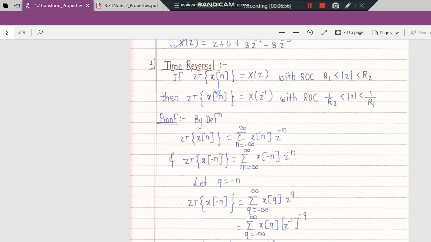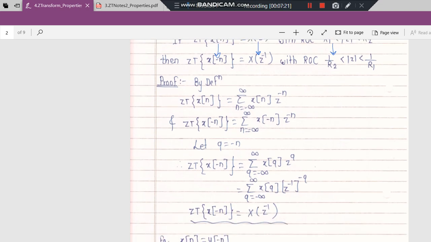Okay, so what will happen to the Z transform? The Z transform gets inverted, not time reversed. So X of z will become X of z raised to minus 1. So it will become the inverse. Okay, the same happens to the ROCs as well. If R1 is the ROC of this, then 1 upon R1 will be the ROC of this. Okay, this is the range specified.